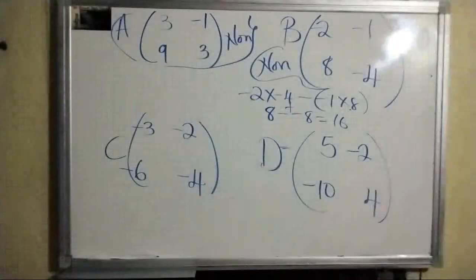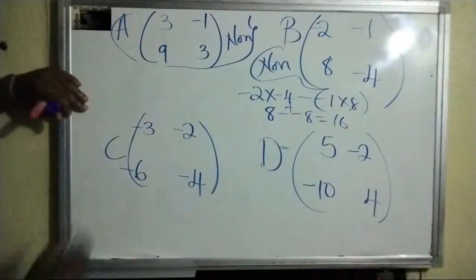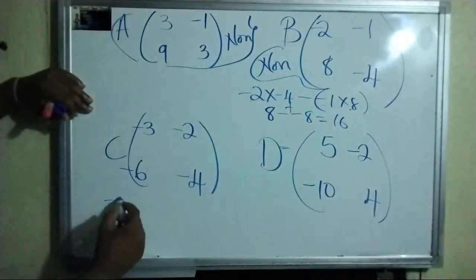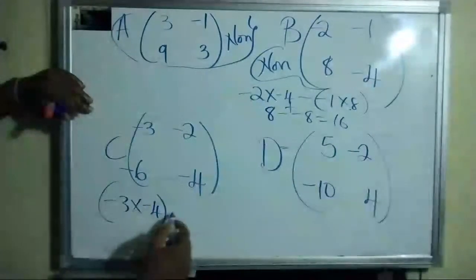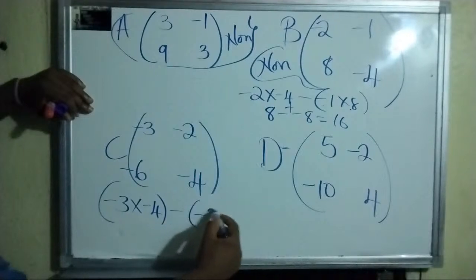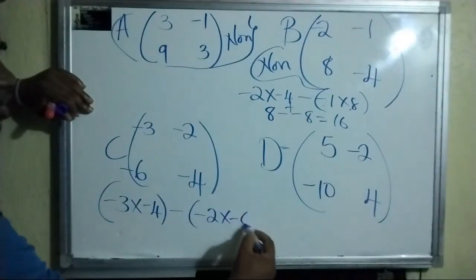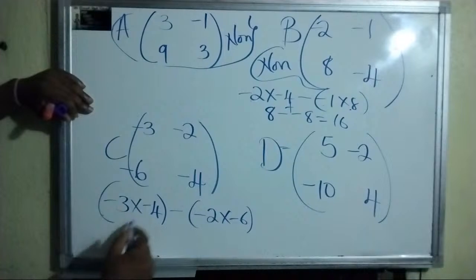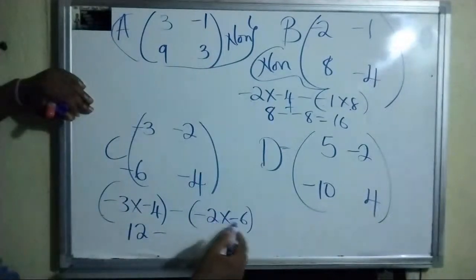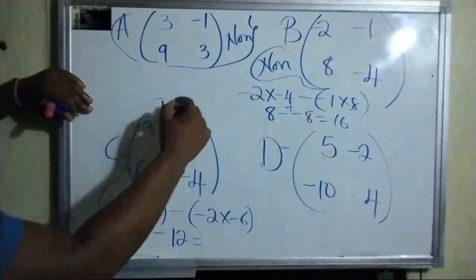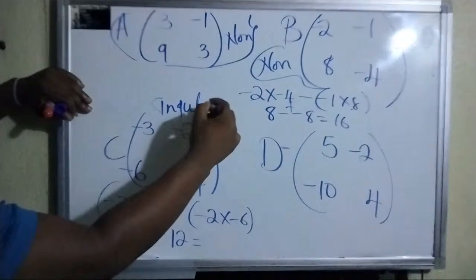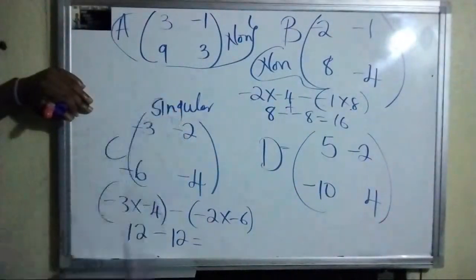Alright, let us look at C now. Negative 3 times negative 4 minus bracket negative 2 times negative 6. 3 4s is 12 rather, minus negative and negative, positive. So this is singular. Just like an heartbroken.